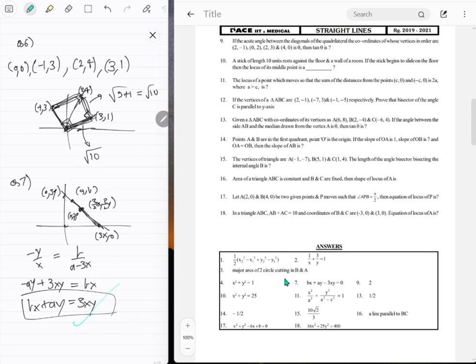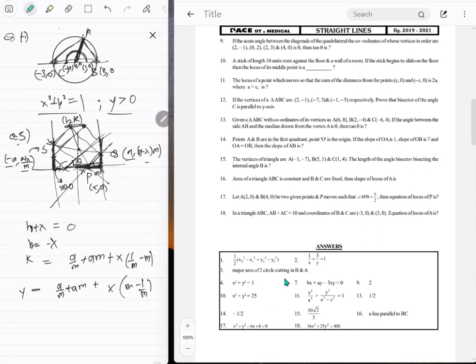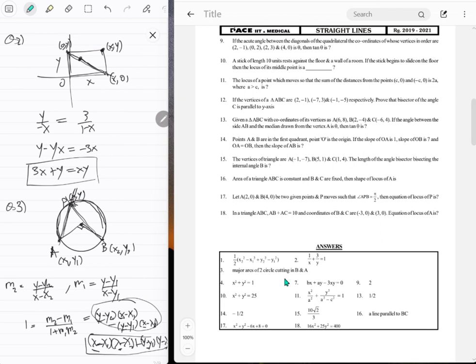Yep, that's correct. Question number 4. Okay, 6 and 5 are proof questions, I think. Question 4 is x plus 1 squared equal to 1. That is very correct. No condition on y, so not sure what the vertical angle means. But next, question number 3. Major arc of two circles cutting in B and A. Yes, that's exactly what I did.